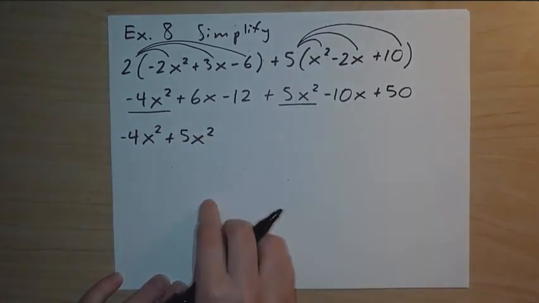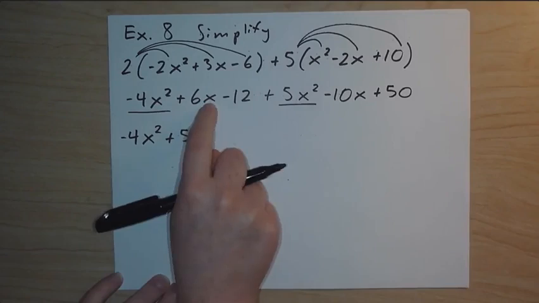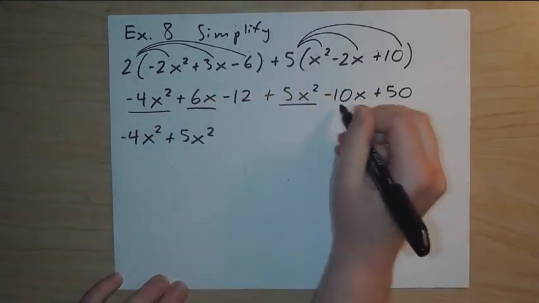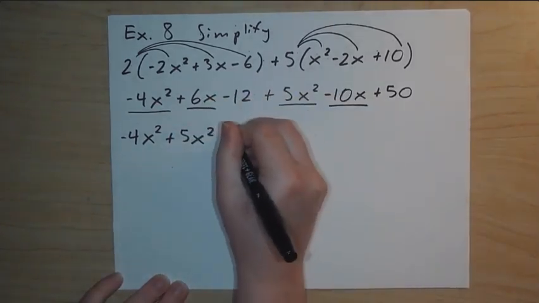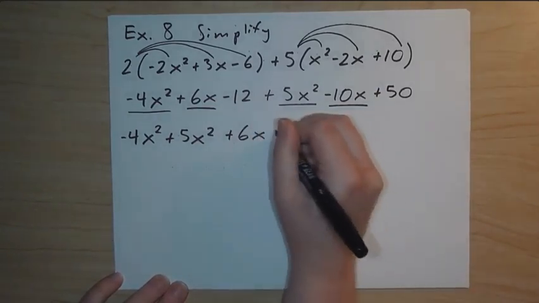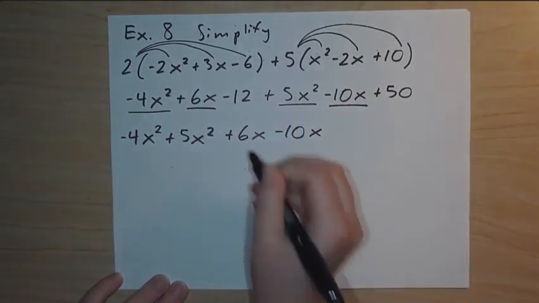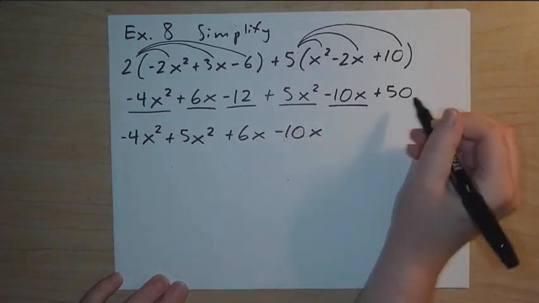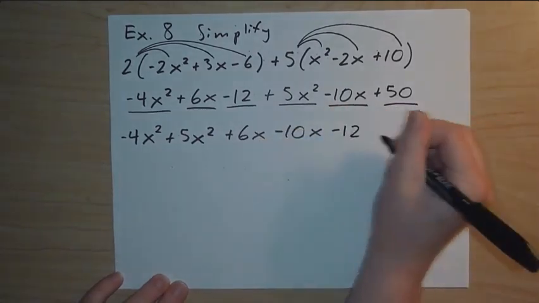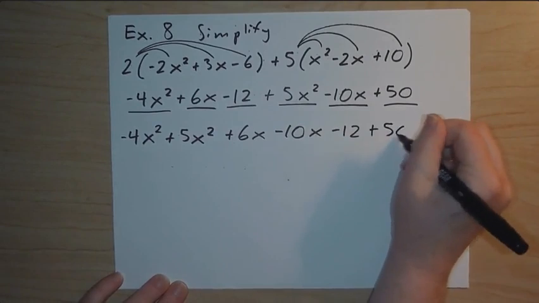The next like group I see are just x's with the power of 1. So we have 6x and we have negative 10x. I'm going to write those two things together. So we have plus 6x minus 10x. And our last group is ones without any x's, negative 12 and 50. We can write those two things together, negative 12 plus 50.